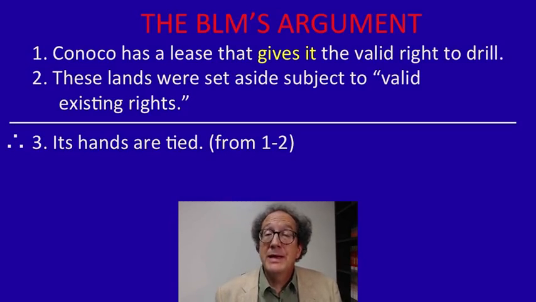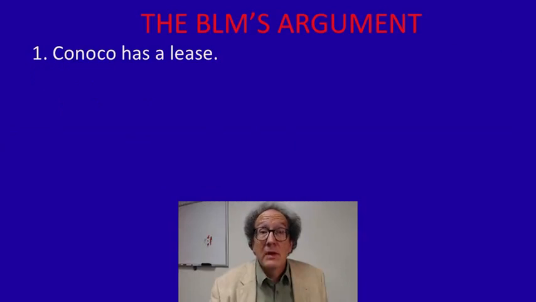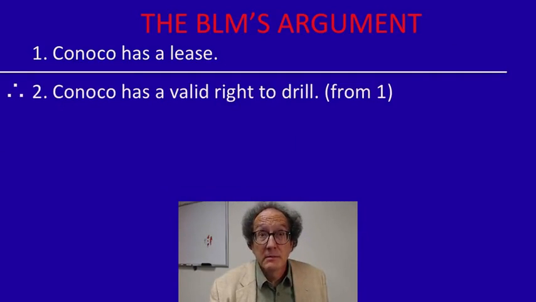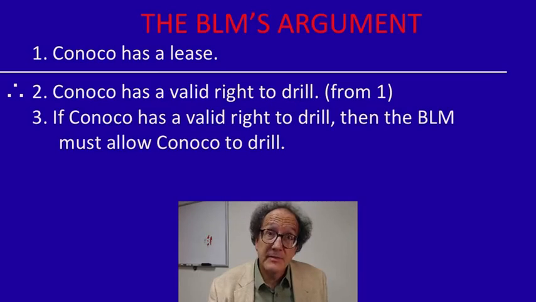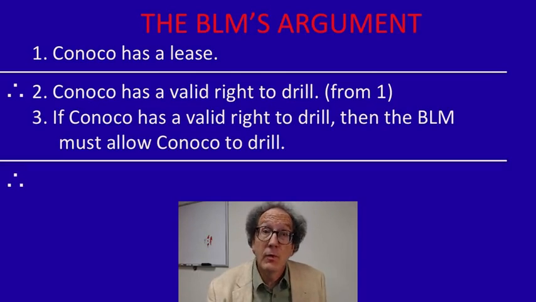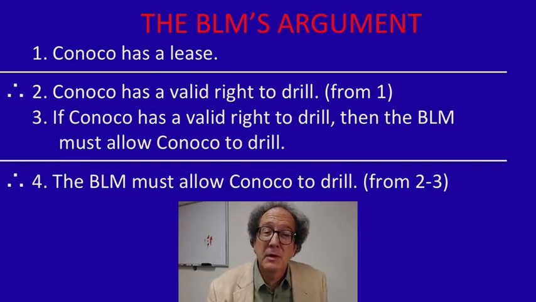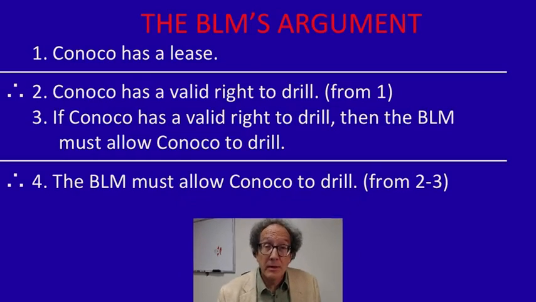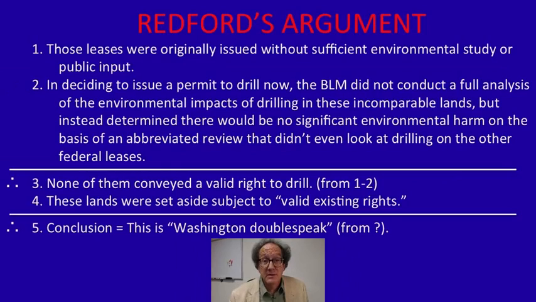And that means that we can take this whole argument and restate it something like this. Conoco has a lease, therefore Conoco has a valid right to drill. If Conoco has a valid right to drill, then the BLM must allow Conoco to drill. Therefore, the BLM must allow Conoco to drill. That is supposed to be the central force of the explicit premises and conclusions in the first part, where the BLM gives its argument. The next part is Redford's response to this argument.